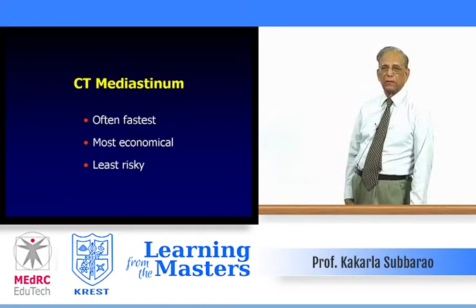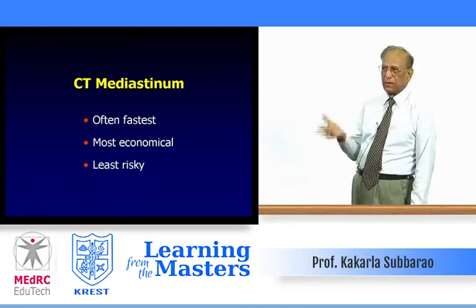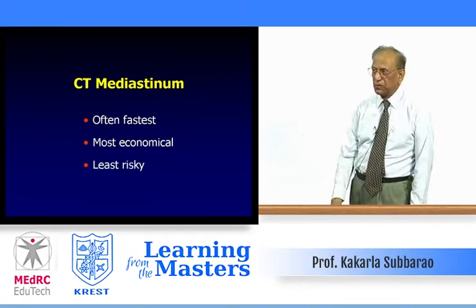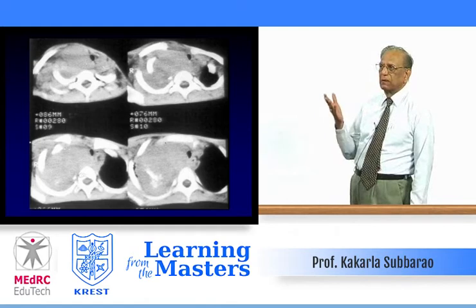Then CT. What is the significance of using CT? Well, it is the fastest way of making a diagnosis. If you consider everything, it is economical and least risky, very little radiation. No interference, no intervention. On CT, again, there is a big mass in the right paravertebral area.